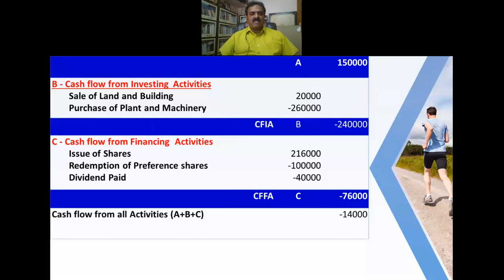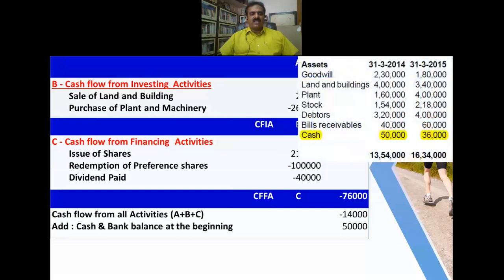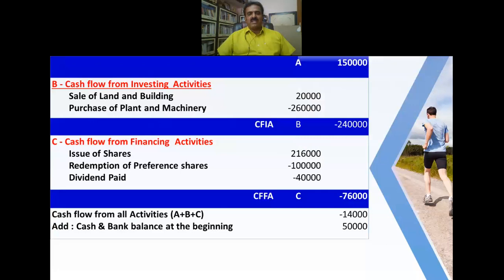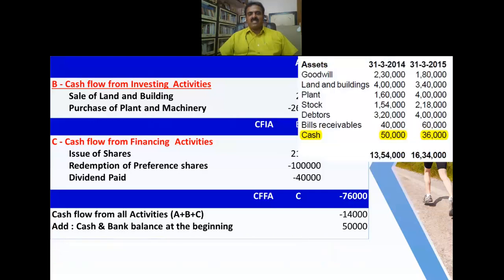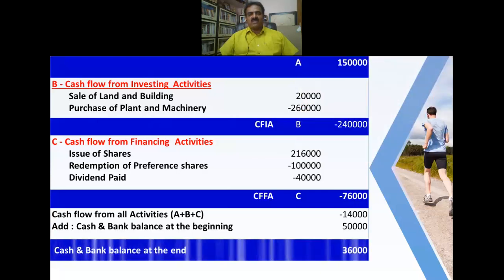If you add back the opening balance of cash at the beginning, as the opening balance in the balance sheet is given as 50,000 rupees, if you add that 50,000 rupees, you will get the balancing figure as the closing balance, that is 36,000. See, in the balance sheet it is given that the closing balance is 36,000. Now your answer is 36,000. Therefore, the solution is correct.